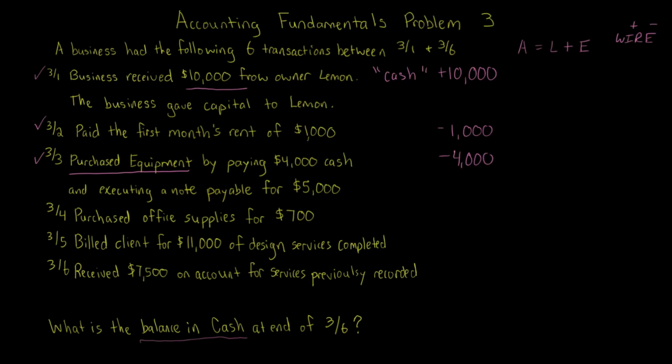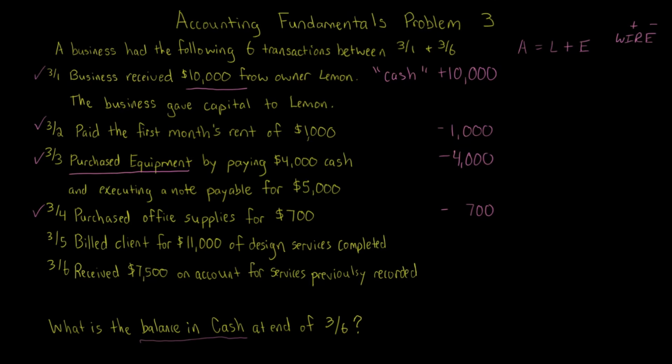Okay, next one. We have March 4th. Purchased office supplies for $700. So just like we saw in March 2nd, we paid first month's rent. Here we're purchasing office supplies. So this is a decrease in cash of $700. Now here assets go up by supplies of $700, and then we're going to have assets go down by $700. So assets go up, assets go down by the same amount. So we're done with March 4th.